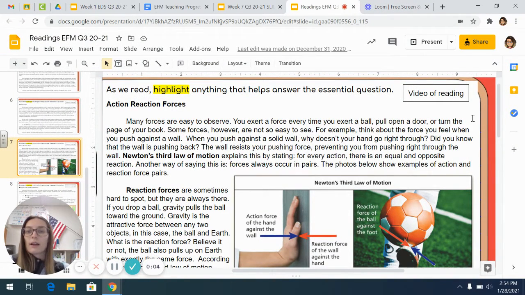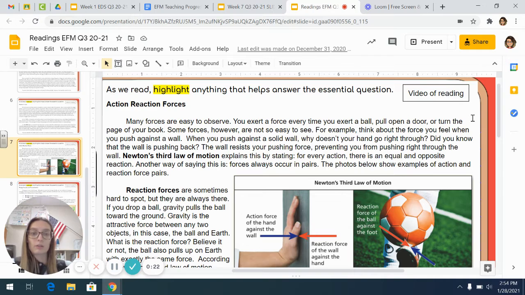Action-reaction forces. Many forces are easy to observe. You exert a force every time you throw a ball, pull open a door, or turn the page of your book. Some forces, however, are not so easy to see. For example, think about the force you feel when you push against a wall.